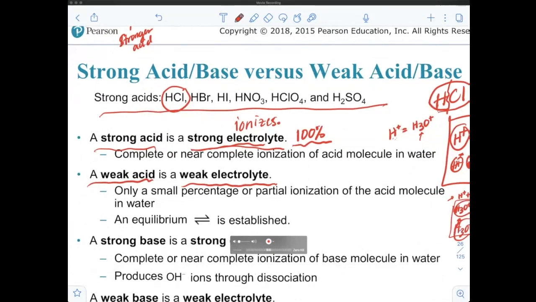Remember, acidity is the ability of a compound that has a hydrogen ion in it to release that hydrogen ion. So if the compound is being judged as weak, that means it's not doing that one thing very well. This acid is only weakly ionized, there's only a small percentage or partial ionization of the acid molecule in water. In this case here, we tend to use an equilibrium to describe the weak acid ionization.